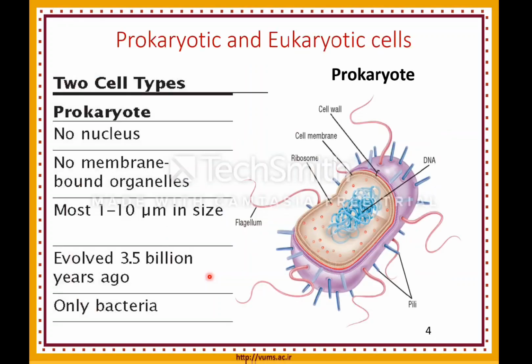In the world, there are two types of cells, prokaryotic and eukaryotic. You should know the difference between them. Prokaryotic cells have no nucleus and no membrane-bounded organelles. The organelles are spread in the cytoplasm, and they are 1 to 10 micrometers in size, and include bacteria. These cells have a cell membrane and also a cell wall.